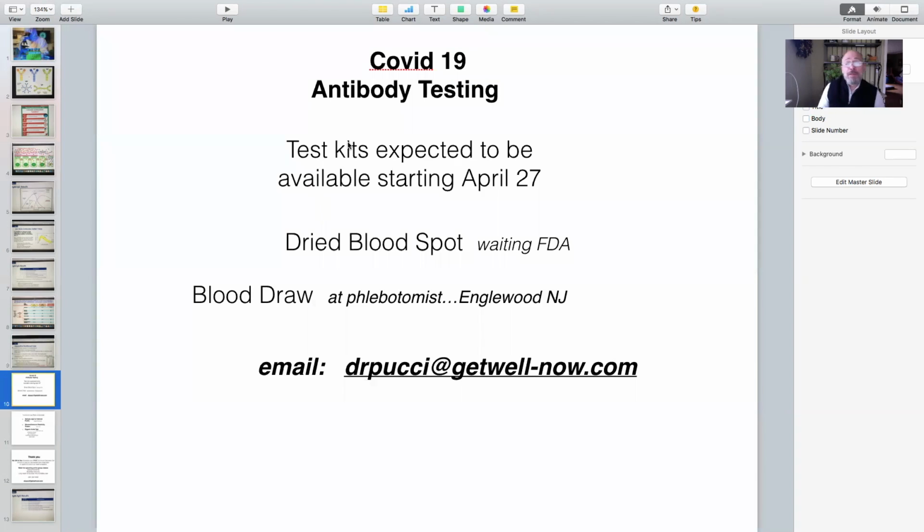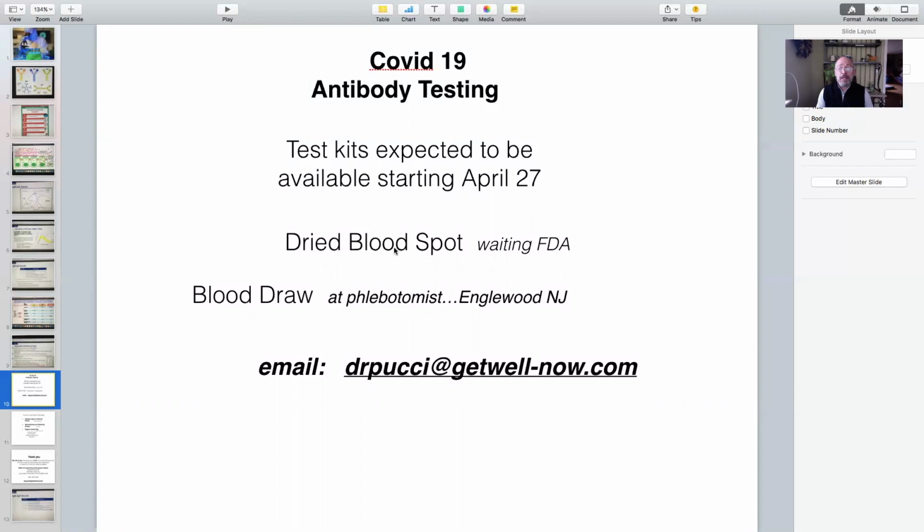So what about the specific COVID-19 antibody testing? Well, yes, test kits are expected to be available starting today, April 27th. Now here's the thing, information over the course of the day has changed. So literally about 15 minutes before I put this presentation together, I got a phone call from the representative from our lab. So there's two ways to do it, which is a blood draw or a dried blood spot. Early this morning, the dried blood spot was available. The lab is still waiting for FDA approval. That being said, the dried blood spot is going to have to be performed at our office.